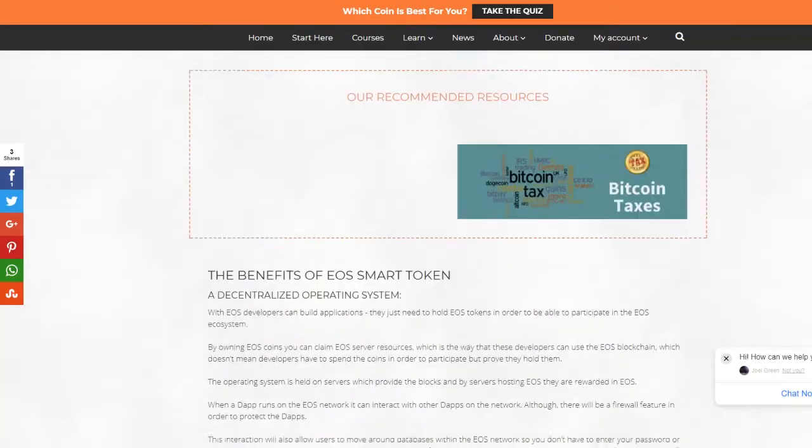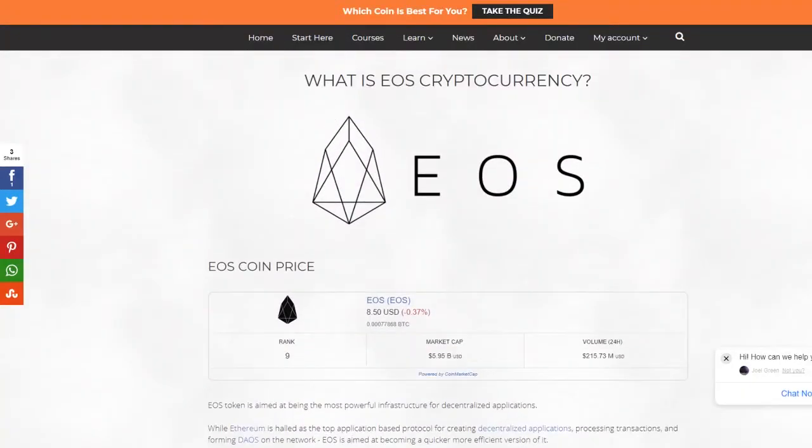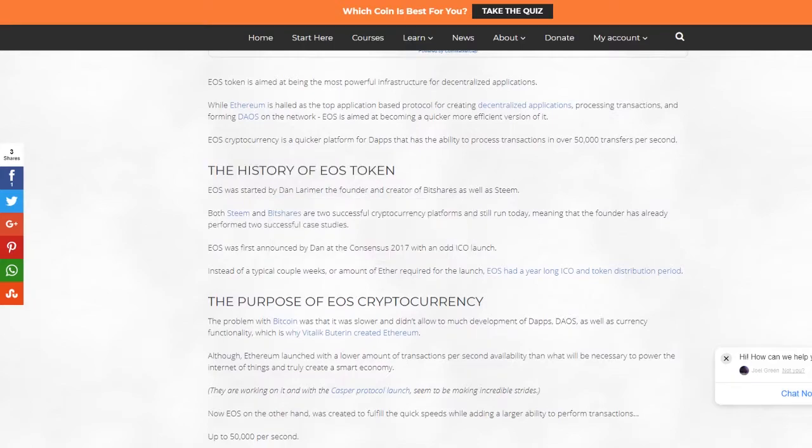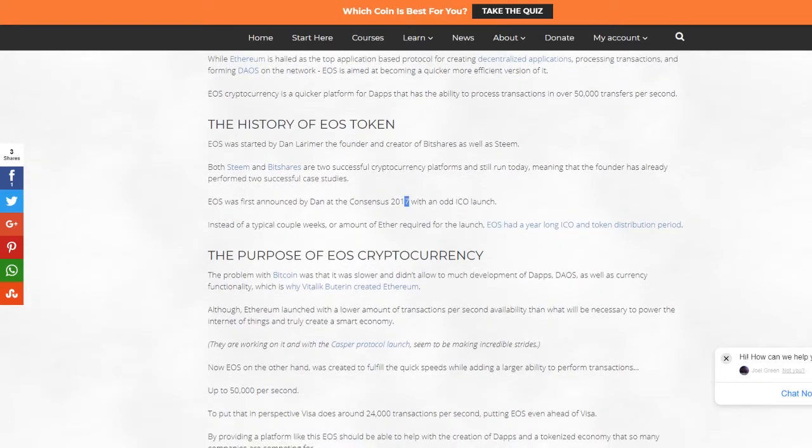We're here on this website, which is globalcryptoacademy.com, and it's telling us what is EOS. Scrolling down, we're going to look at the history of the EOS token. It was started by Dan Larimer, who is the founder and creator of BitShares as well as Steem. So this guy's well versed in creating cryptocurrencies, so he knows what he's doing. It was announced in 2017 with an odd ICO launch. Not too sure why that was odd, but I don't think it's anything to worry about.